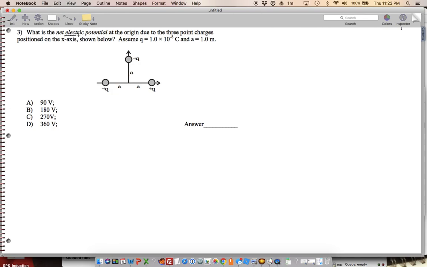So whenever I have electric potential, I know it's a scalar. So immediately you should say scalar. I love scalar because I don't have to worry about components. I can just use my equation. So my equation for electric potential is V equals KQ over R, right? And it's asking me to find the electric potential at the origin. So this is where I'm interested in, right?